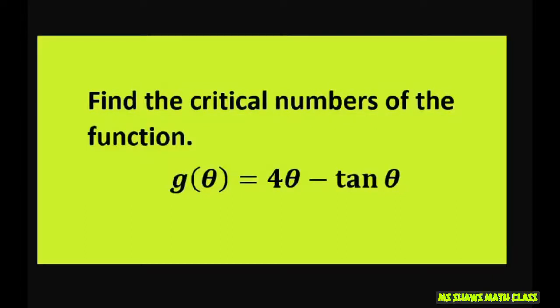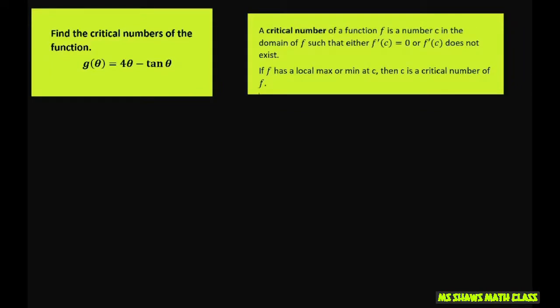Everyone, find the critical numbers of the function g of theta equals 4 theta minus tan of theta. So by our definition, the critical number of a function is the number c, in our case it's going to be theta, in the domain of f, so this is important, that either f prime of c equals 0 or f prime of c does not exist. So we'll go ahead and get started and first take the derivative: g prime of theta equals 4 minus secant squared of theta.